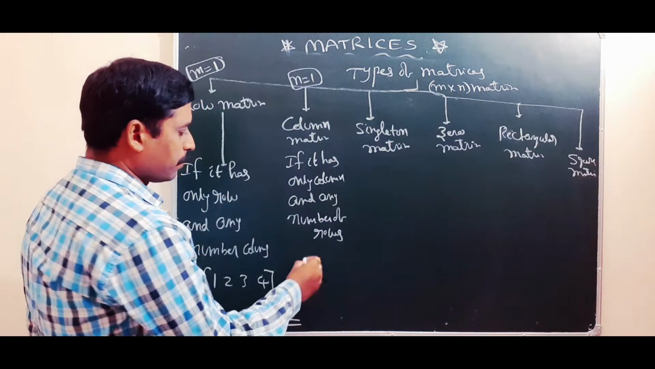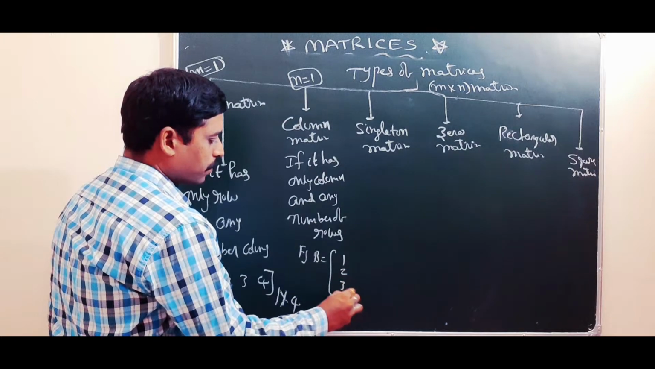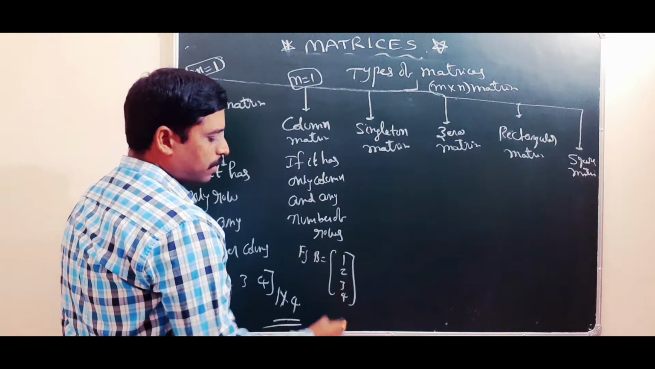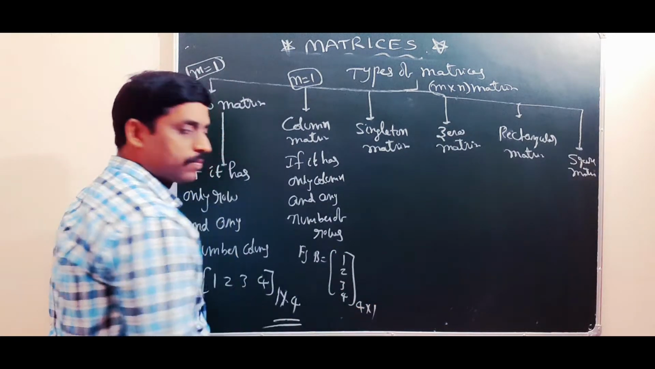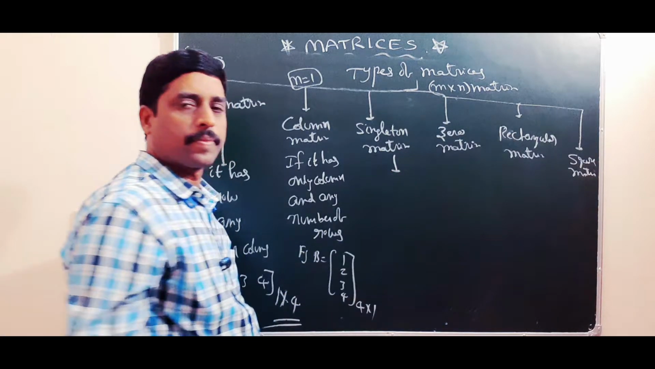So I give an example. B is equal to 1, 2, 3, 4. So this matrix has 4 rows and 1 column, a 4 by 1 matrix.